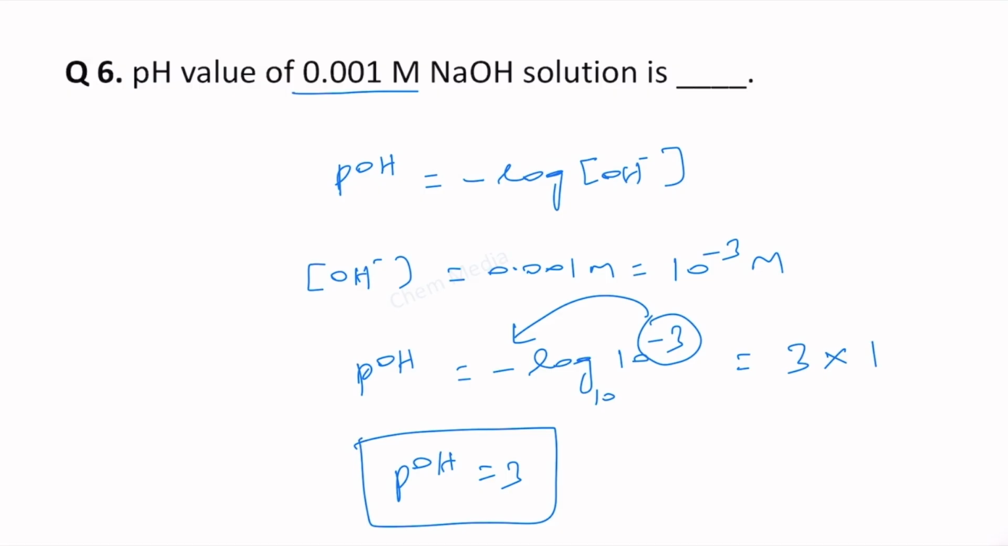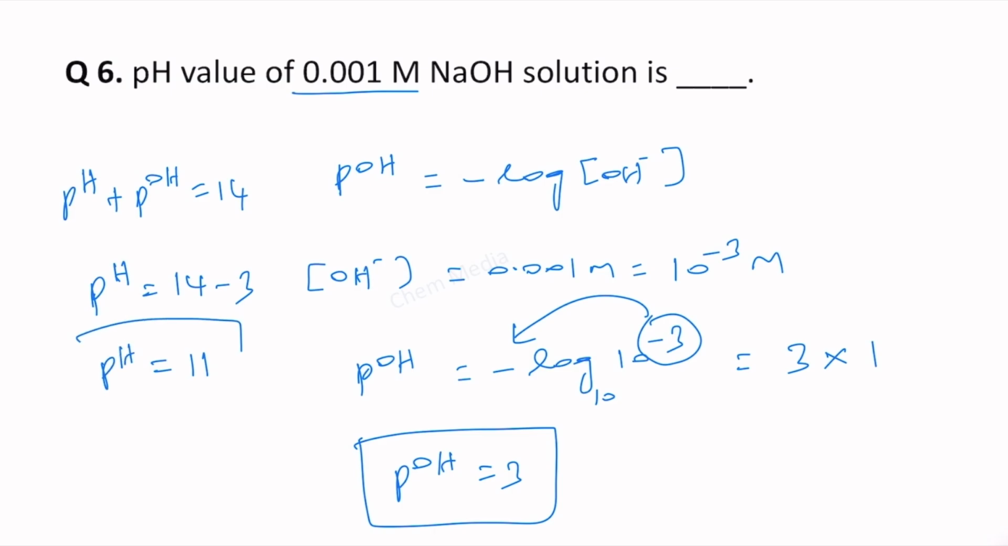So, this means that pOH is equal to 3. Now, we need to find out the pH value. We also know another equation, that is pH plus pOH should be equal to 14. So, this means pH is equal to 14 minus 3, and therefore, that is equal to 11. So, the pH value of 0.001 molar NaOH solution is 11.